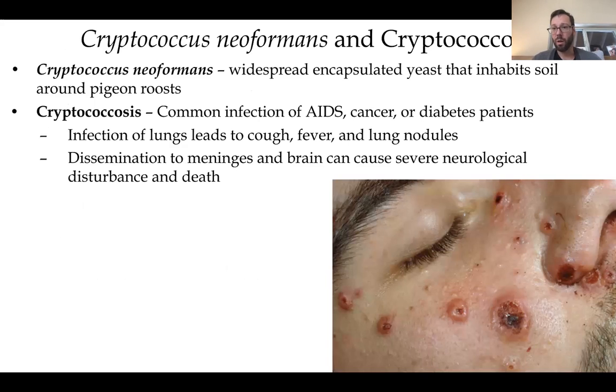Cryptococcus, look at that. So that is infection of oftentimes the skin on the outside. Again, as I said, common in patients with AIDS, it can also impact cancer patients that are immunocompromised, and diabetic patients. Not only is it a skin infection, but it can also go into the lungs, forming nodules, and from there disseminate into the meninges of the brain. And that is very, very bad news.